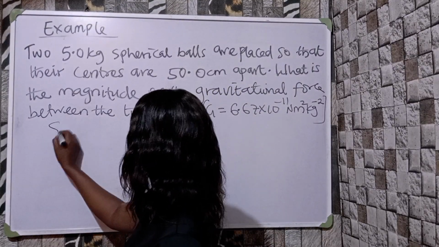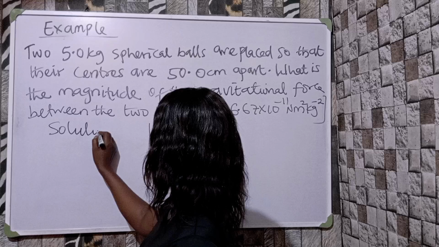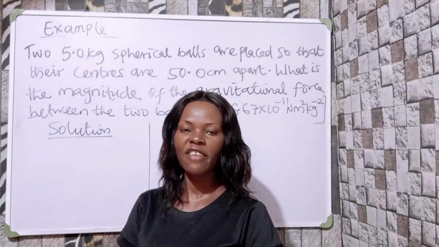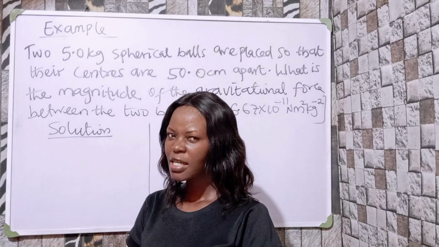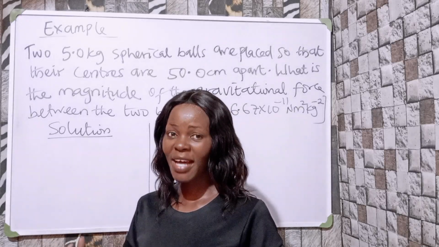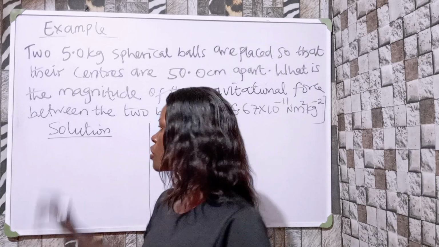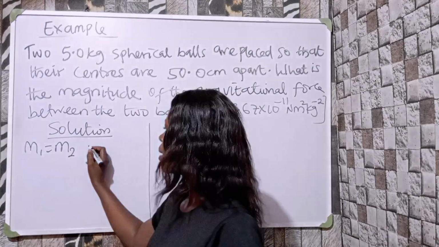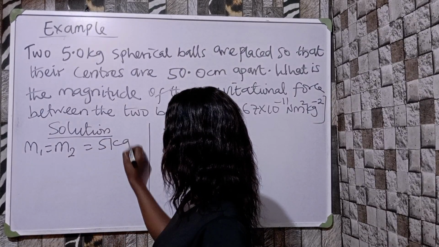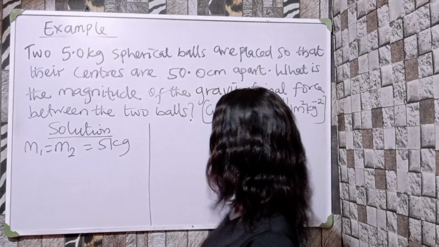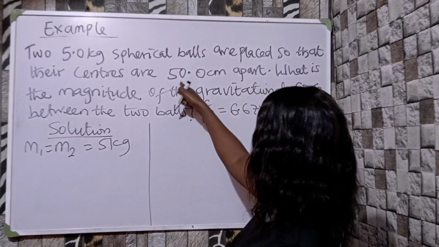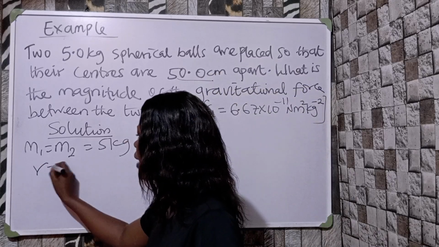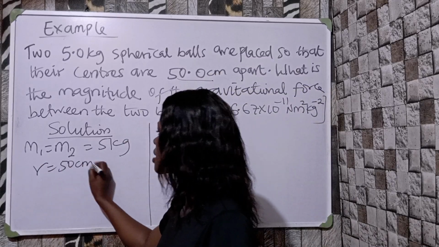Solution. If they say two 5.0 kg spherical balls, that means they are two different balls but they have the same mass. So m1 is equal to m2, and they are the same mass, which is 5 kilogram. Then the distance between them is given as 50.0 centimeter. So r is 50 centimeter.